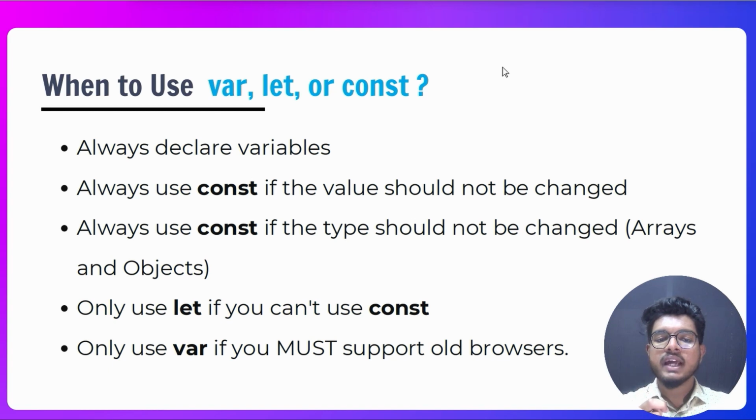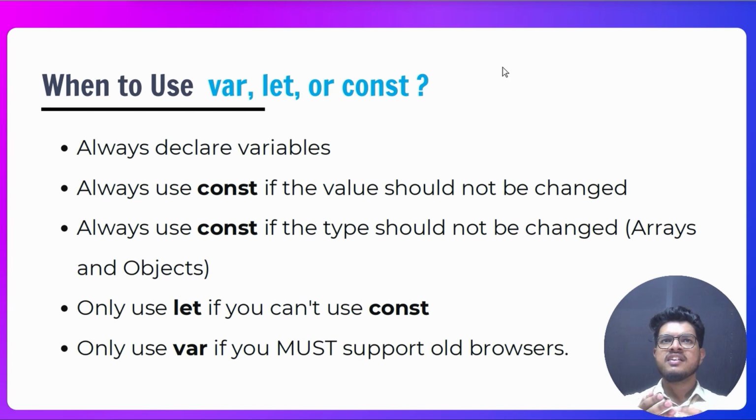Always use const if the type should not be changed. If you are declaring an array, or an object, or an integer or a string, and you do not want anyone to change it from array to object, or from integer to float, if you declare something, it must be constant. Like in Hindi, you say patthar ki lakir. If you say something, it is patthar ki lakir. It cannot be changed. Once you declare, it cannot be changed. Only in those cases use const. Only use let if you cannot use const.